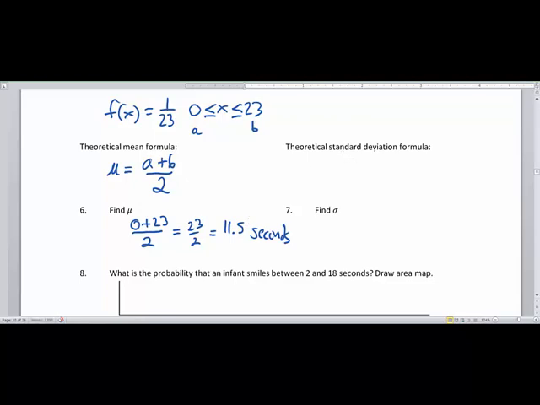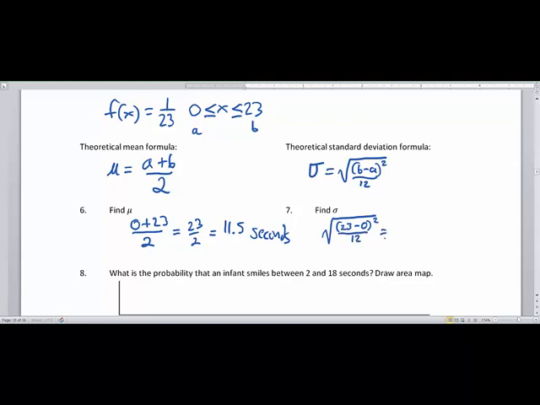Now let's do the theoretical standard deviation formula. Luckily, this formula isn't as big as some of our other standard deviation formulas, so our lowercase sigma is going to be equal to the square root of b minus a, that's our maximum minus minimum, squared, divided by 12. And 12 has been found through some more advanced math that you just don't need to learn for this standard class. So let's do this. The first thing I would do is work from the inside out of this equation. So you'll notice we have our maximum 23 minus 0, quantity squared, divided by 12.